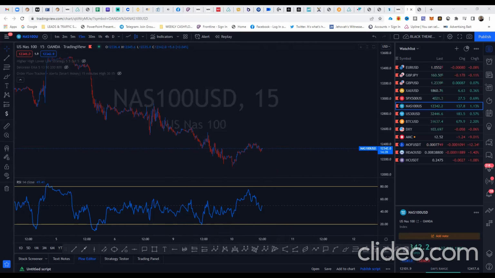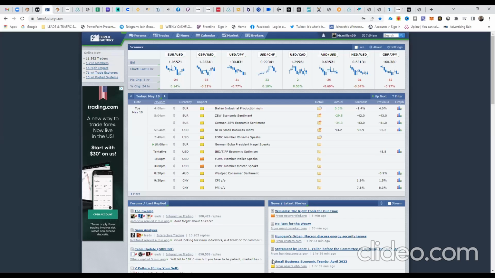Of course, we're going to be trading NAS100 once again. Looking at the news, it looks like the US dollar is going to be under a little bit of major news around this afternoon, but looks like everything else is in the clear.